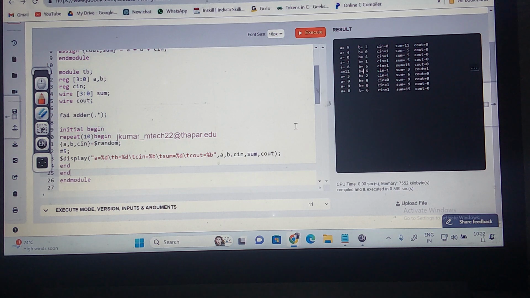What about the next one? 3 plus 2 means what? 5. 5 plus 1 is 6. Again, 0 plus 9 is 9. 9 plus 0 is 9. 8 plus 0 is 8. 8 plus 1 is 9. Again, 8 plus 6 is 14. 14 plus 1 is 15. C out is equal to 0. Only for one case am I getting C out equal to 1.